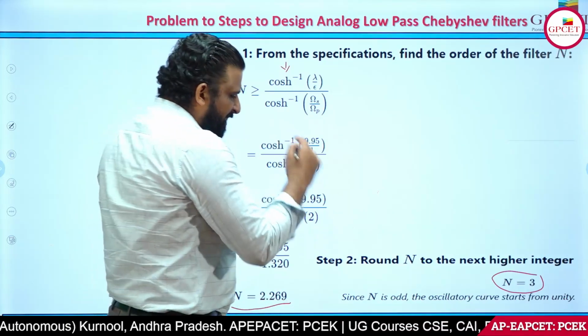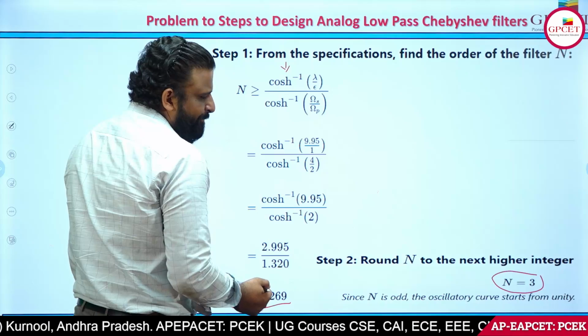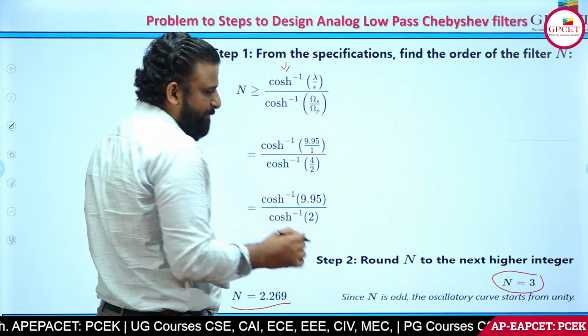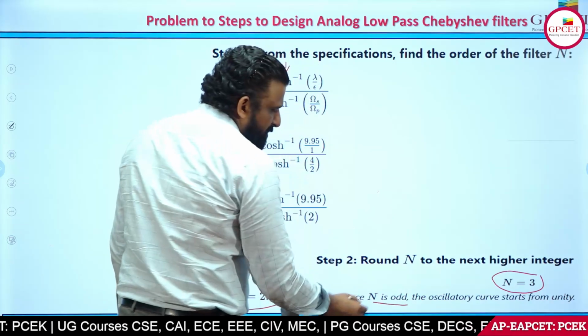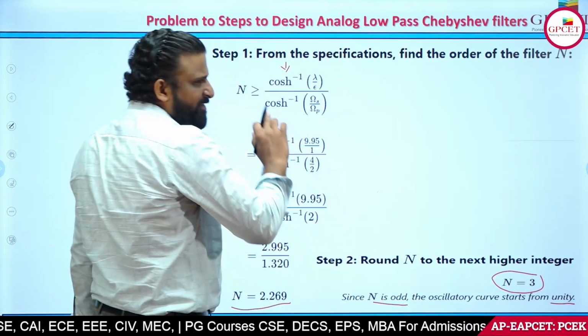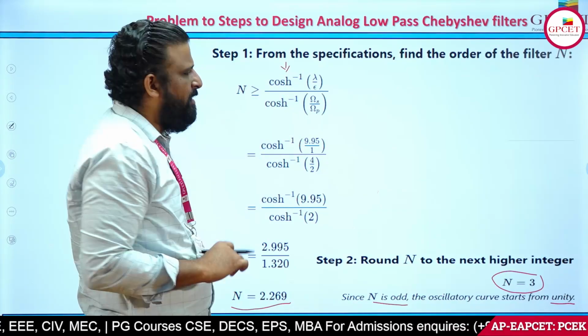Now in the previous problem, N was even, so the oscillation started from 1 by square root of 1 plus lambda square. But here N is odd. So where does the oscillatory curve start from? It starts from unity. The curve starts from 1.